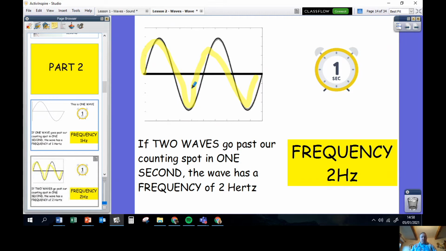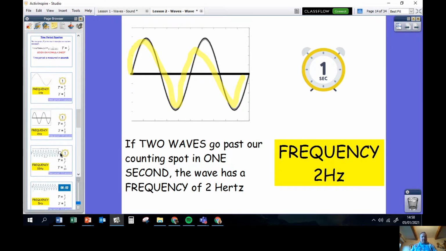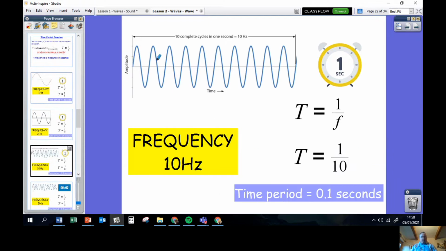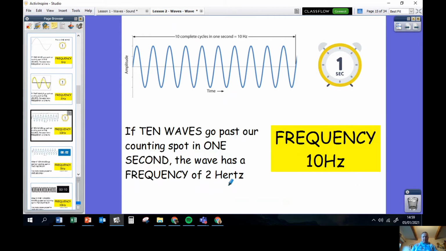Now, if 2 waves go past our counting spot in 1 second, then we would say that the wave has a frequency of 2 hertz, or 2 waves per second. If 10 waves, 1, 2, 3, 4, 5, 6, 7, 8, 9, 10 waves go past in 1 second, then we say it's got a frequency of 10 hertz. So 10 waves in 1 second is 10 hertz, 10 waves per second.